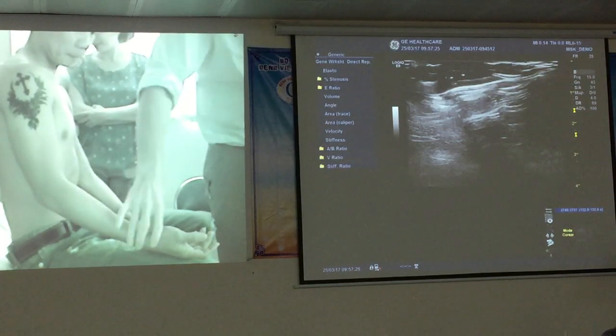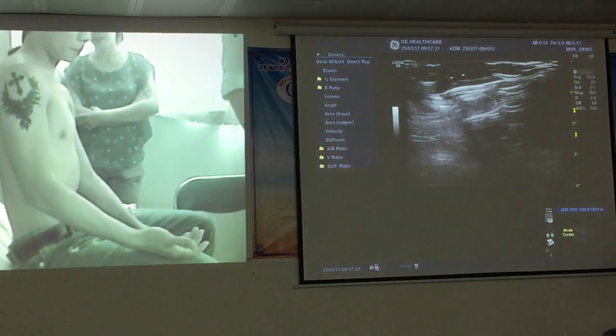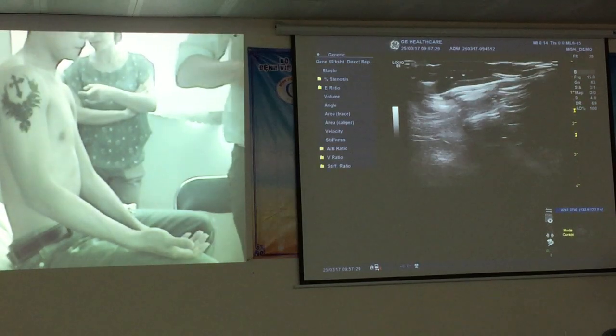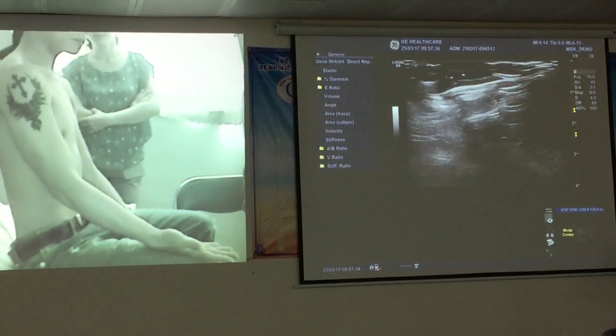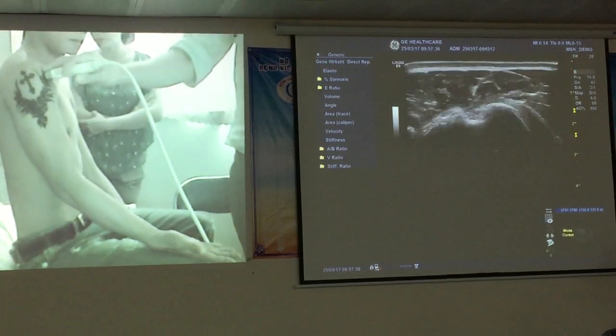Bend their elbow a little bit and just put their hand on their thigh. Starting off in a transverse plane.